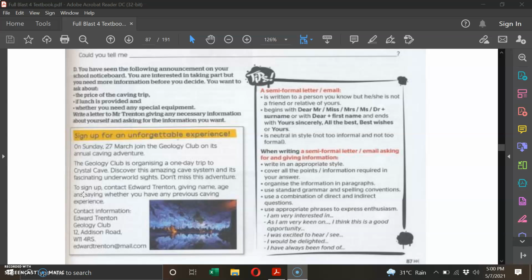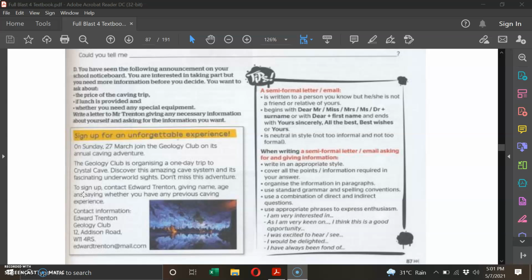semi-formal email. First, the price of the caving trip. Yuran penyertaan aktiviti memasuki gua, meneroka gua, caving trip, lawatan ke gua. Berapa harga dia, berapa cost. Okay. Number 2, if lunch is provided. I would like to know if lunch is provided. You can write like that in the letter or in your email.